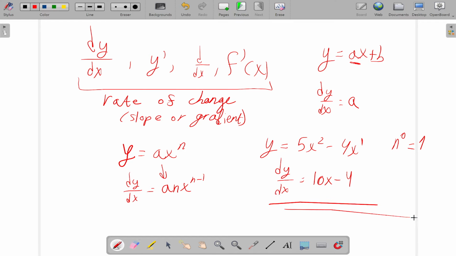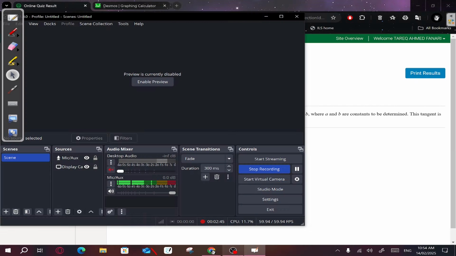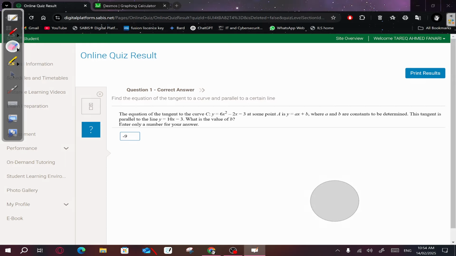Basically, you just apply this to larger numbers, as we will be doing in the questions that we are going to see now. Okay, so the equation of the tangent to the curve y equals 6x squared minus 2x minus 3 at some point a is y equals ax plus b.